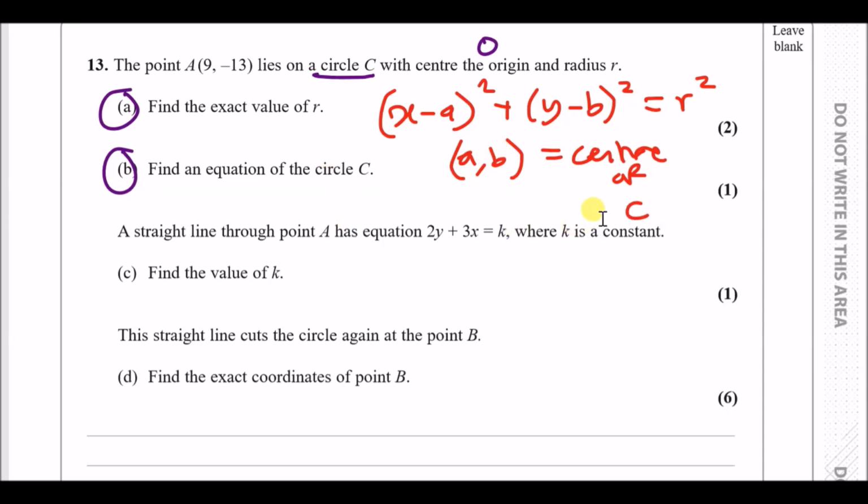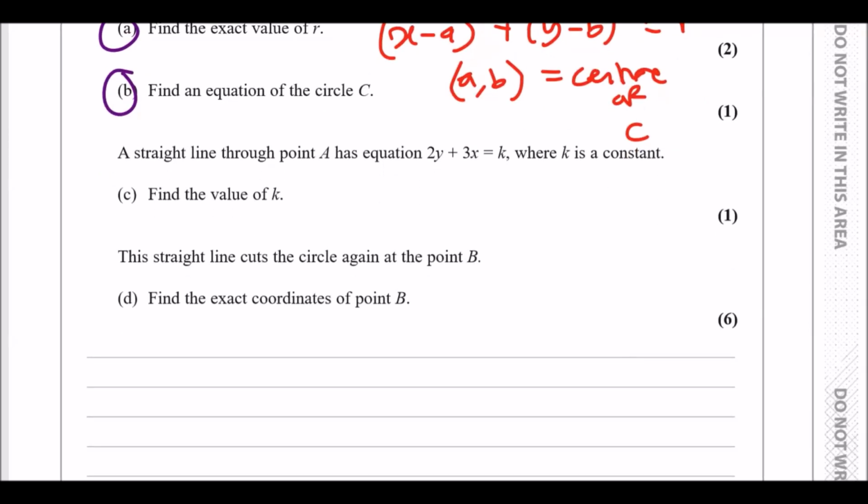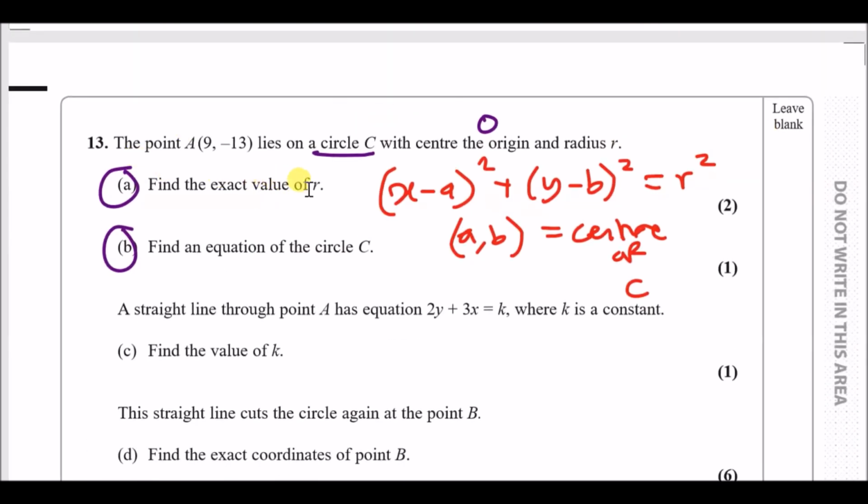Now, let's have a look. So what do we know about this circle? Well, first things first, we know there's a point that lies on that circle. So x is 9 and y is minus 13. And then the center of the circle is the origin, so a and b must be 0. So let's just update this equation, yeah? I'm just going to change a and b to 0. So in that case, you're going to have x minus 0 squared, which is x squared, plus y squared equals the radius squared. So for part A, find the exact value of r.